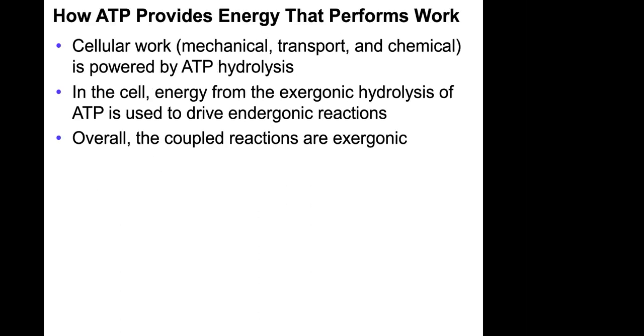Now, how does ATP provide energy that performs work? Cellular work, whether it be mechanical work, transport, or chemical, is powered by ATP hydrolysis, the use of ATP for energy. In the cell, energy from an exergonic hydrolysis of ATP is used to drive endergonic reactions. Overall, the coupled reactions are exergonic.